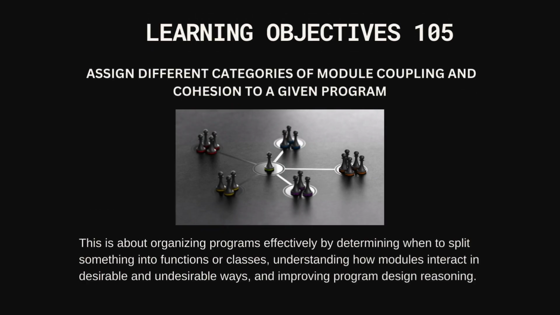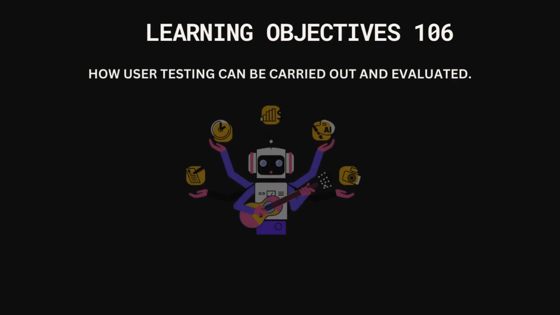And another objective is to assign different categories of module coupling and cohesion to a given program. So it basically means how to organize your programs, functions, or classes. There are many functions that interact with each other, modules which communicate with each other, and we'll learn the science behind it and how you can improve the program design, reasoning, those sort of things. So we'll cover that here.